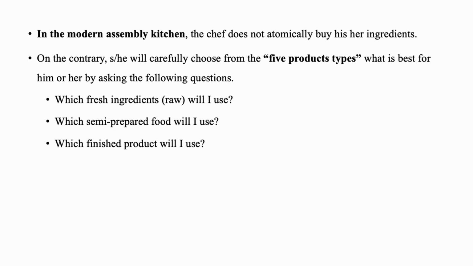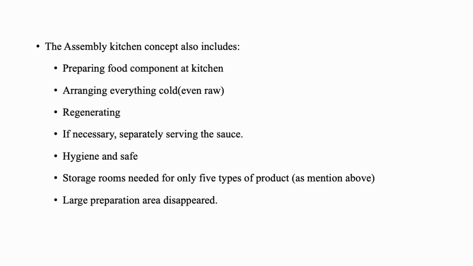Which fresh, raw ingredients will I use? Which semi-prepared food will I use? Or which finished product will I use for preparing the final product? The assembly kitchen concept also includes preparing food components at the kitchen, arranging everything cold or sometimes raw, regenerating the food items if necessary, separately serving the sauce, hygiene and safety, storage room needed for only 5 types of food products, and large preparation areas disappearing.